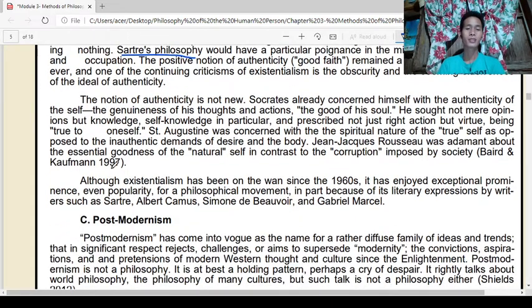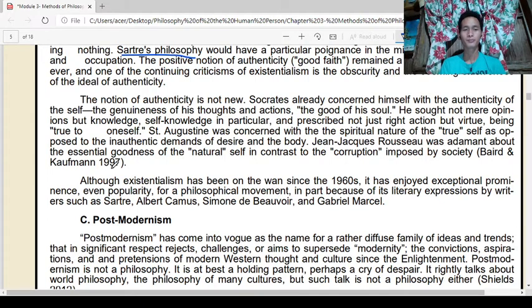The notion of authenticity is not new. Socrates already concerned himself with the authenticity of the self, the genuineness of his thoughts and actions, the good of his soul. He sought not mere opinions, but knowledge, self-knowledge in particular, and prescribed not just right action, but virtue, being opposed to the inauthentic, 'di ba? Being true to oneself. Again, the notion of authenticity is not new because it is also emphasized by some Greek philosophers like Socrates, 'di ba? Socrates, Plato.